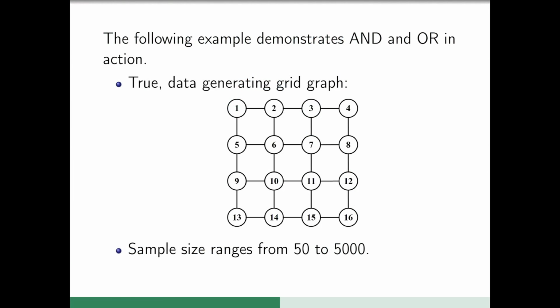The next example shows the methods in action. The true data generating graph is shown in the center of the picture. Methods AND and OR try to learn the graph using different sample sizes.